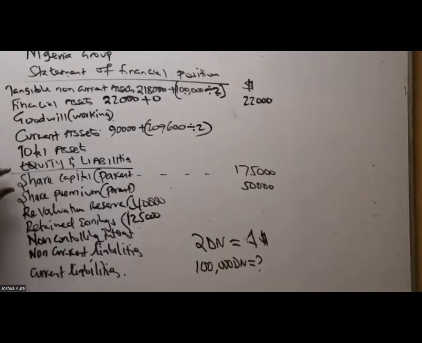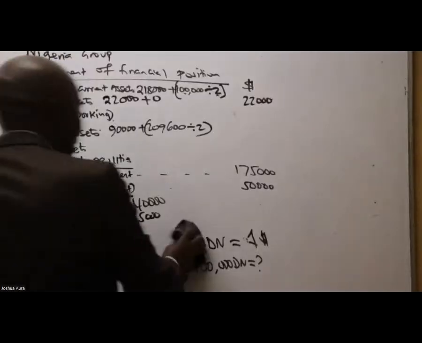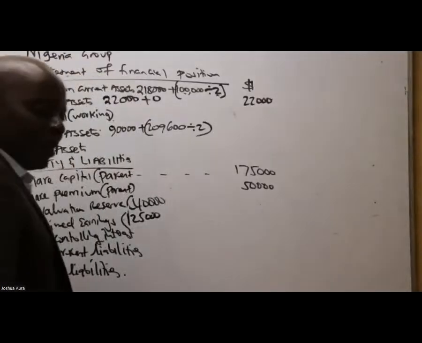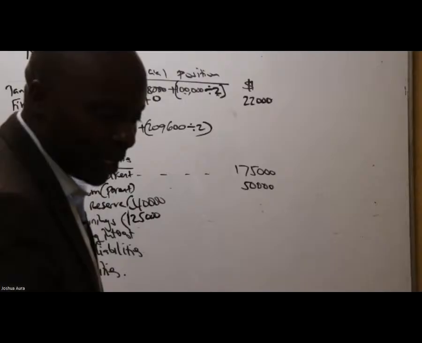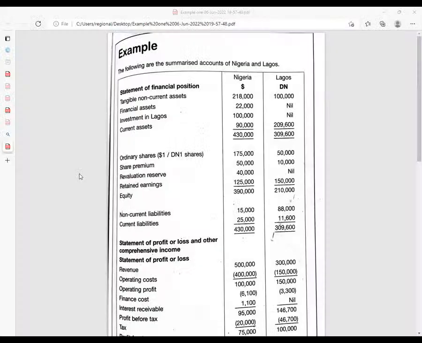I like this section of the equities and liabilities, especially the equity, because there is nothing like really doing a lot of working. So I'll skip all these up to the non-current liabilities. So on non-current liabilities, I'm consolidating, I'm combining. I can see 15,000 plus 88,000.